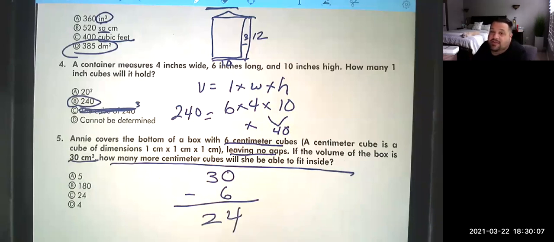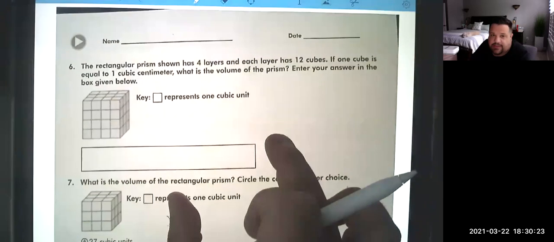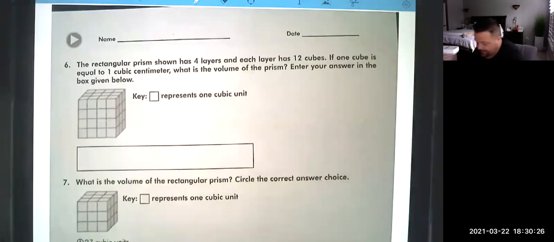A lot of words there trying to trick you, but they're just telling you 30 cubes go in there and she already put in 6. How many more can she put in? And they could change some of those words to make this problem different and more difficult. So make sure you pay attention to the words. Okay, pause and do number 6.